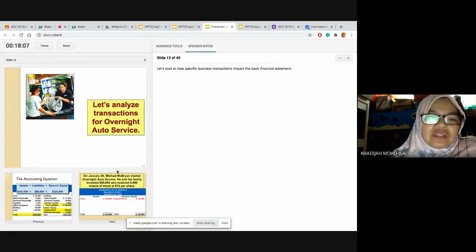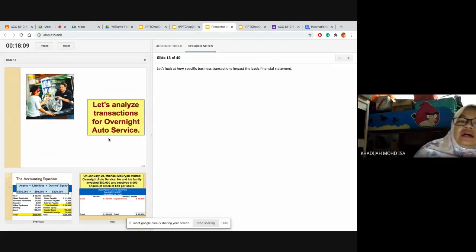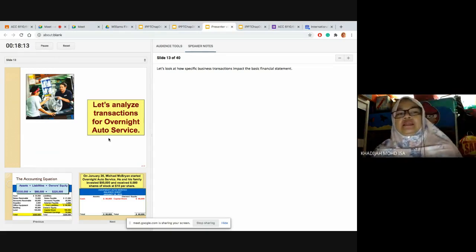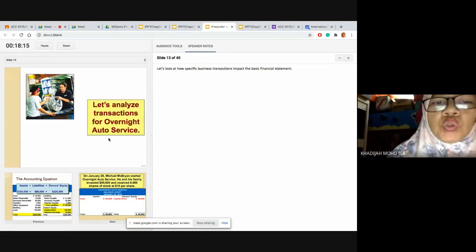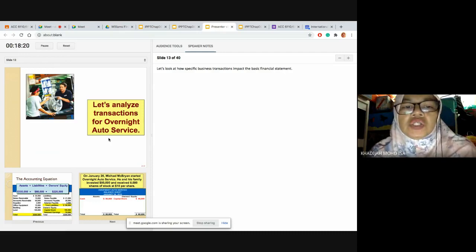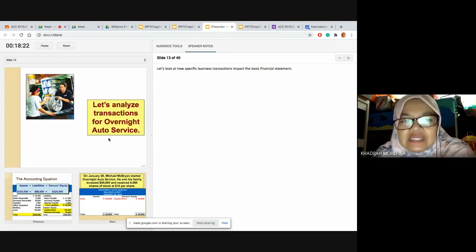Okay. So this is the example. What we are going to look at afterwards is a business of overnight auto service. So the company provides services. Whenever the company provides services, there will be a revenue.